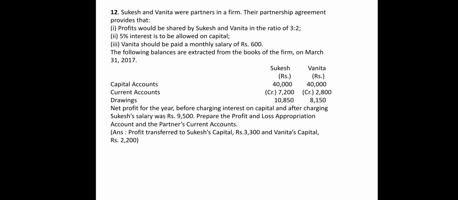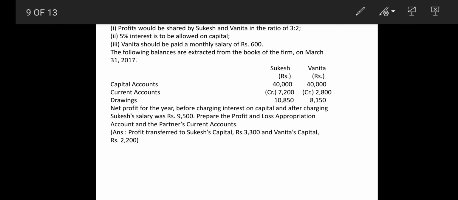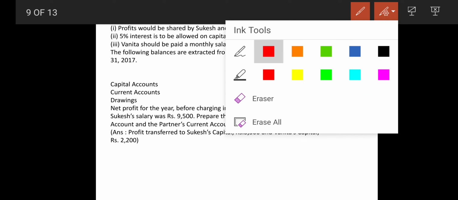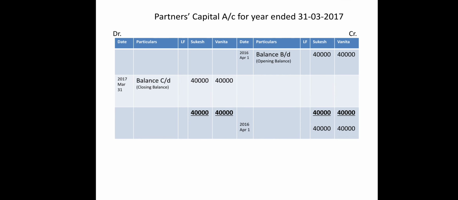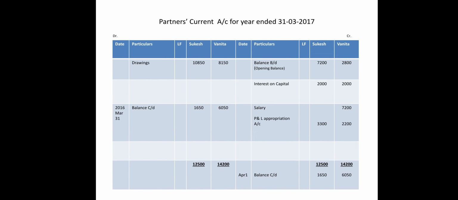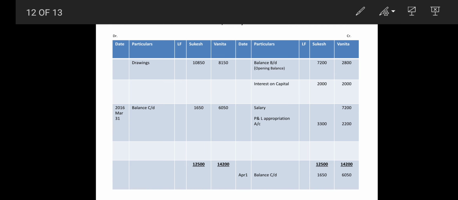Then comes your one by one items. The capital of Sukesh and Vanita is 40,000 and 40,000 respectively, that is your fixed capital, and the current account balances are 7,200 and 2,800. So transfer both of these on the P&L appropriation, both on the partner's capital account and ultimately on Vanita's and Sukesh's partner's current account.